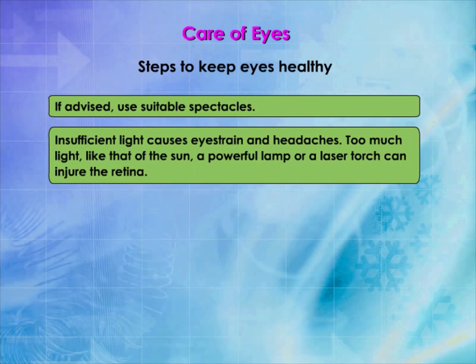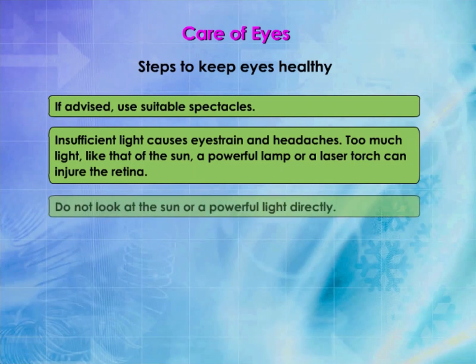Too little or too much light is bad for the eyes. Insufficient light causes eye strain and headaches. Too much light, like that of the sun, a powerful lamp, or a laser torch, can injure the retina. Do not look at the sun or a powerful light directly.